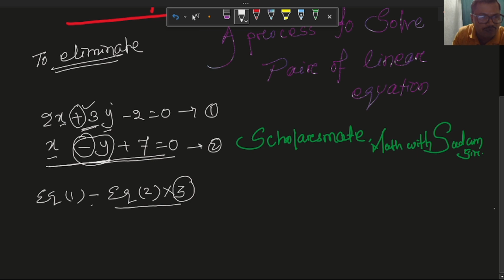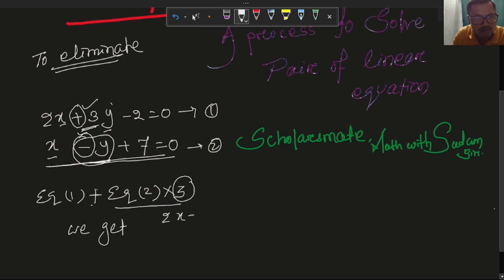If signs are opposite, then we have to take addition, because additive inverses are opposite in sign. So we have to add here. So the addition symbol is there. If the signs are the same, then we have to subtract. So equation 1 plus equation 2 into 3.